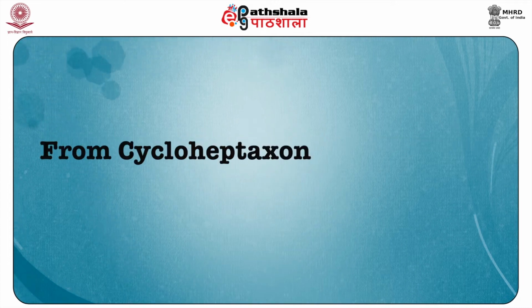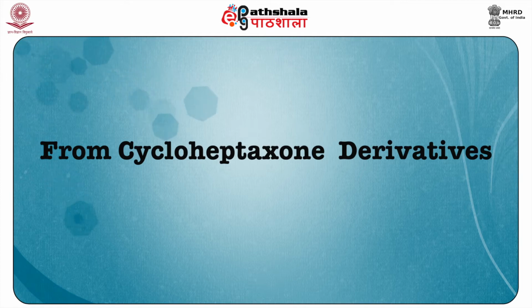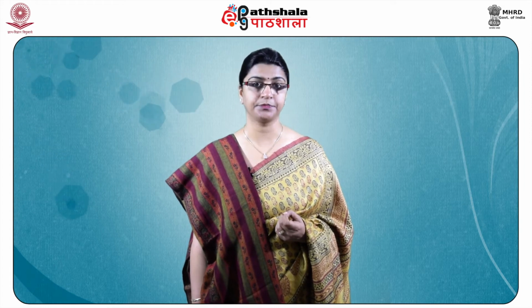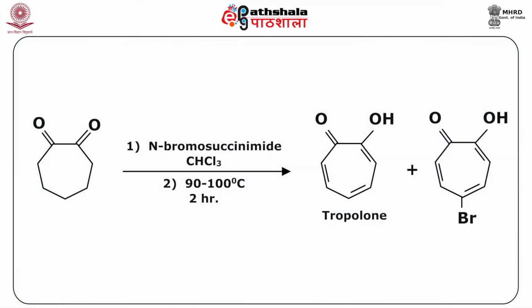The first synthesis is from cycloheptadione derivatives. This is nothing but a dione derivative of cyclic heptane. We can say it is from 1,2-cycloheptane diones. The bromination of 1,2-cycloheptane dione provides mixtures of products which give tropolone and its bromo derivatives with the loss of hydrogen bromide on warming. This is shown in the figure in front of you.